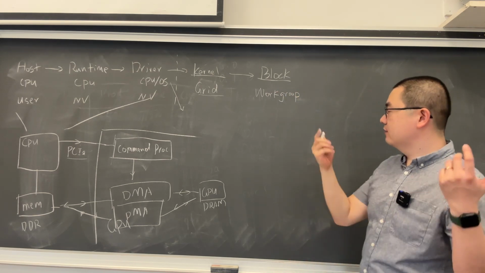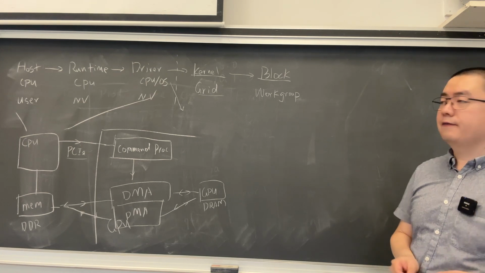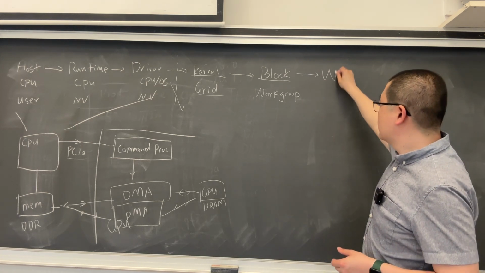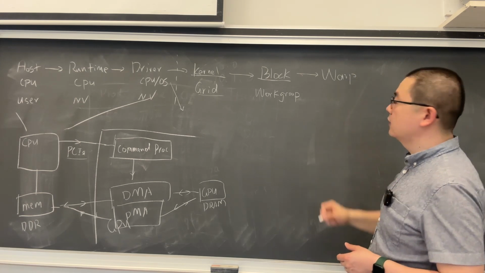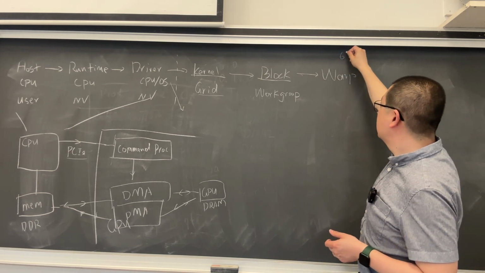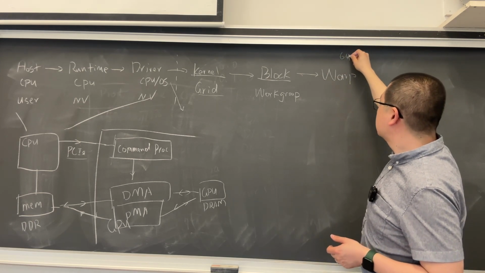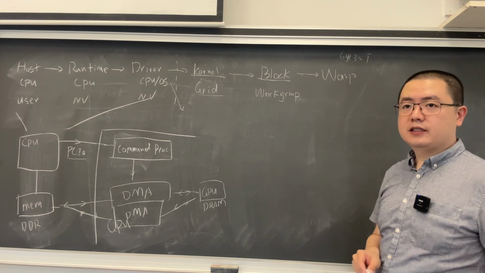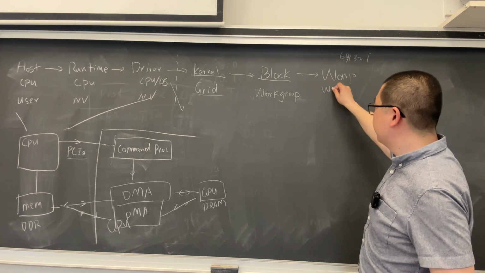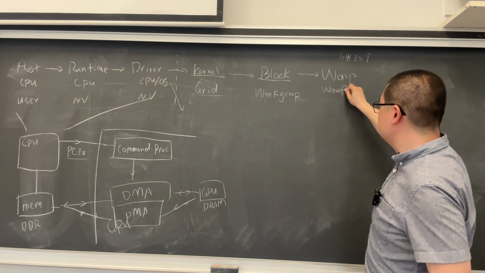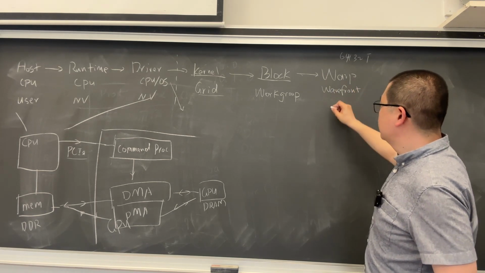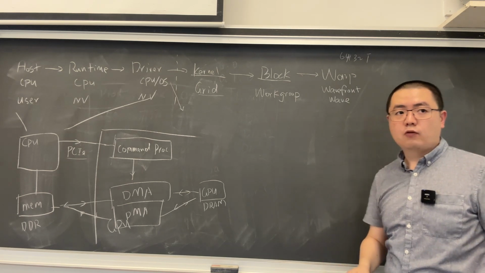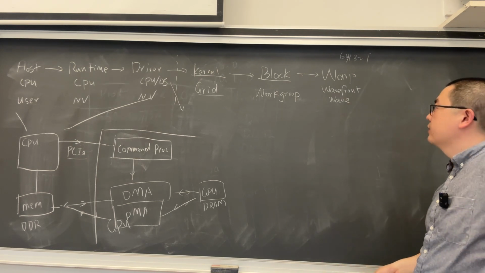No reason, just they want to call it work group. Okay. Then block on the next level is warp. It's typically 64 or 32 threads, right? So a warp in AMD terminology is sometimes called a wavefront, or sometimes it's just as simple as a wave. A warp is also called a wave in AMD GPUs.